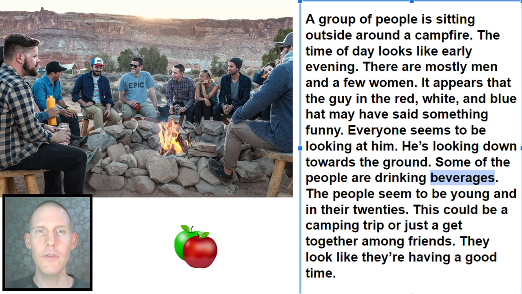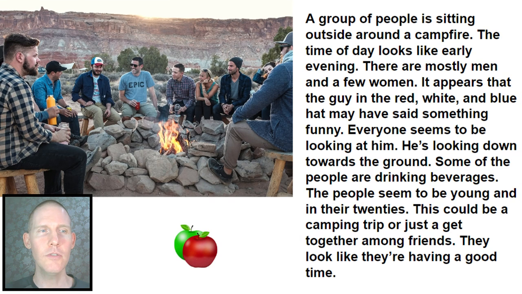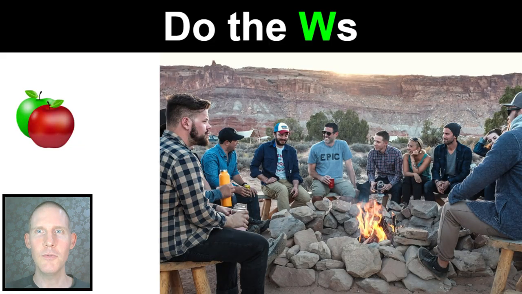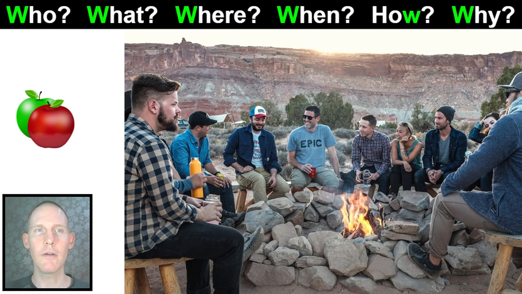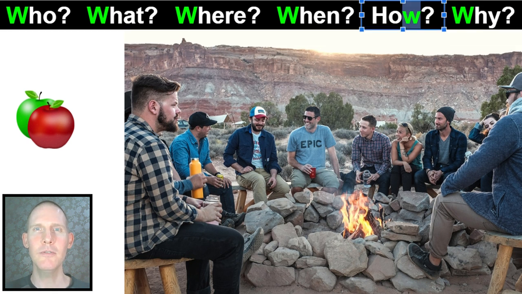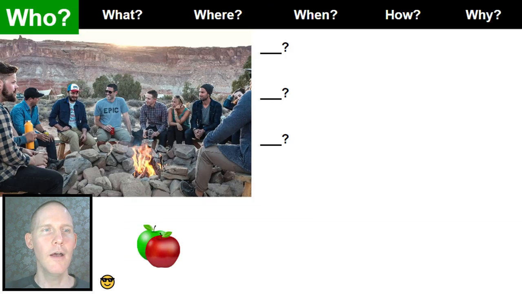Okay, so this is the picture that we're going to use, and we're going to do the W's. I don't think we should wait any longer. Once again, the W's are who, what, where, when, how, and why. Yes, how does have a W at the end. Okay, so here we go. I'm going to ask you guys to help me out. I'll show you how it works, but hopefully in the comments, I can see you guys typing like crazy, okay?